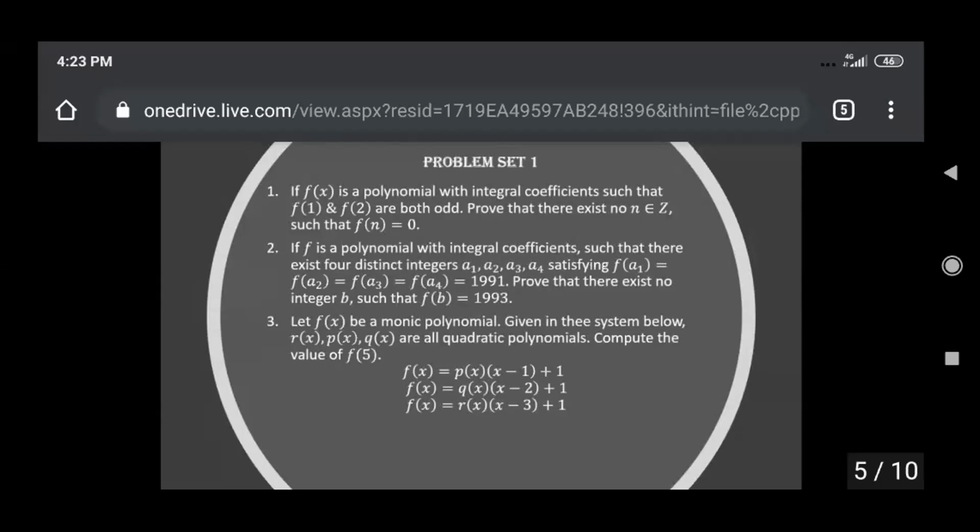Therefore, we have to consider by contradiction that there is an integer b where f of b is equal to 1993, and we have to move ahead. Then we can tell that x minus b will be a factor by the factor theorem. Then we will express it in the form of the division algorithm. Then we will put the values of a1, a2, a3, a4 respectively. Then we can go ahead. I have given you many hints for problem 2. Solve it. It is really a simple problem.